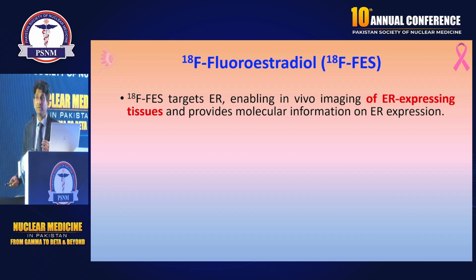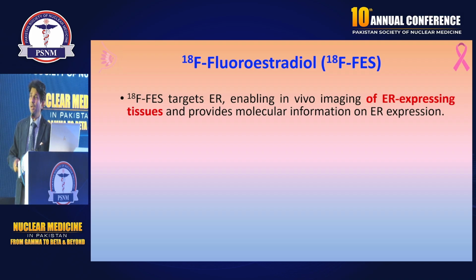The second tracer is FES. This is the second tracer approved by the FDA for breast cancer imaging. What is fluoroestradiol? It targets the ER receptors, so it gives you in vivo imaging of the ER receptors. So it is very good for patients with ER positive disease. It was FDA approved for metastatic breast cancer.